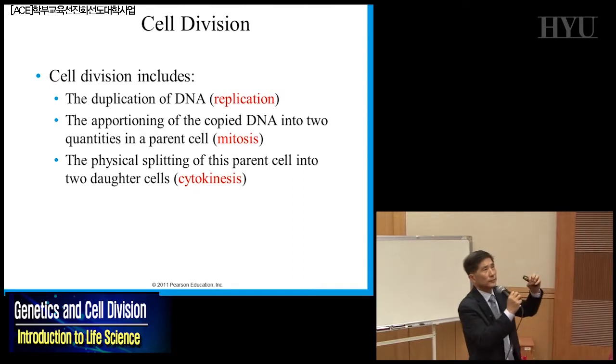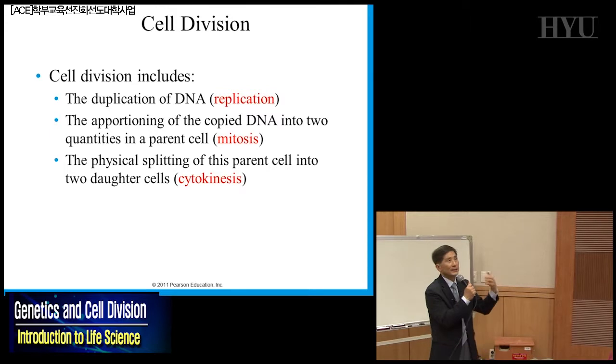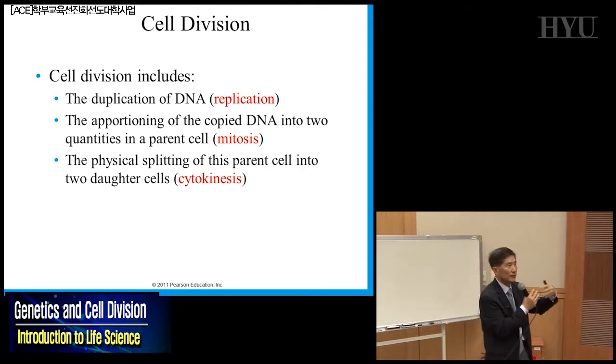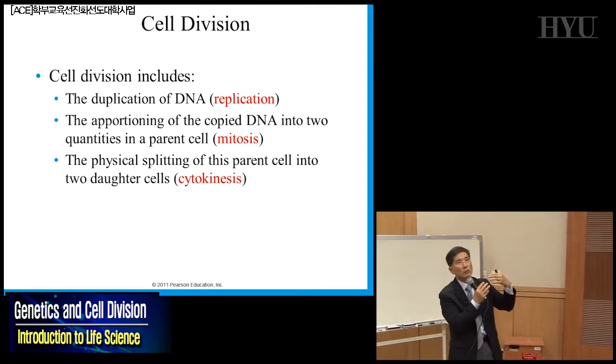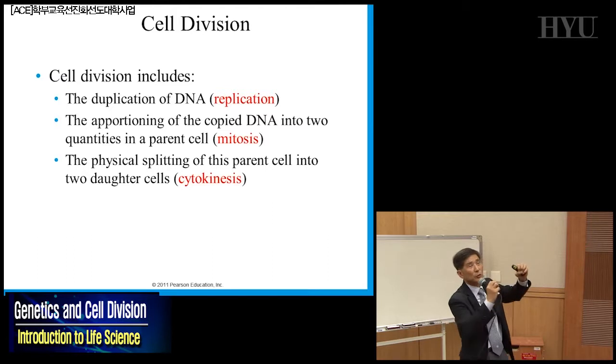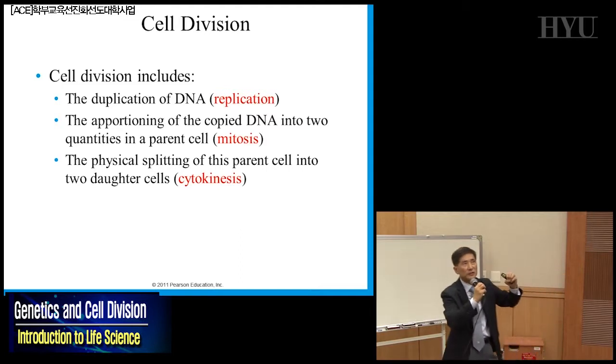Before you divide, the first thing you have to think about is you have to make a copy of DNA into DNA. We call it replication. In other words, duplication. You have to make an exact copy of DNA. It's called replication. Okay. Second thing, physically you have to split that genetic information into two. It's called mitosis. The third stage is called cytokinesis.